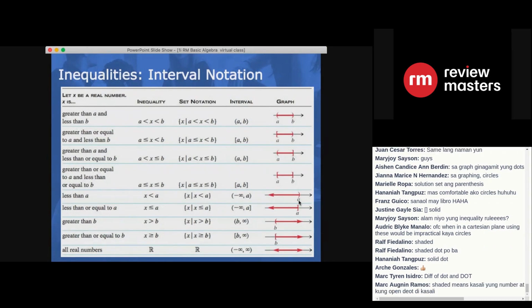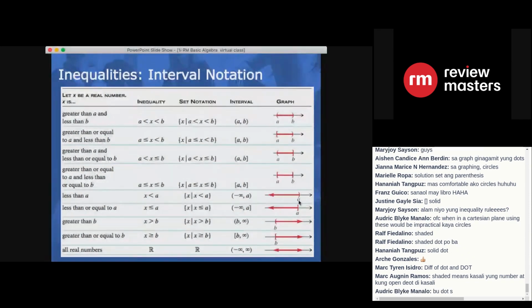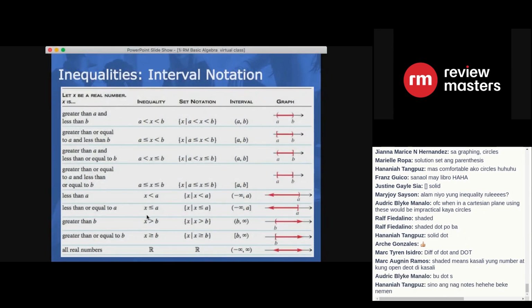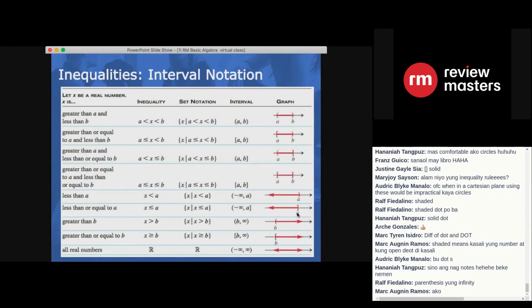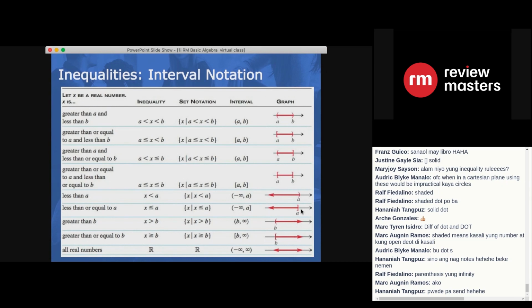Ang shaded dot o solid dot, yun yung bracket. Hollow, yun yung parenthesis. X is less than or equal to A. So meaning A is part of the solution, kaya siya bracket. Pero galing siya from negative infinity kasi less than to A. Ang infinity, parenthesis. Both for positive and negative, parenthesis.